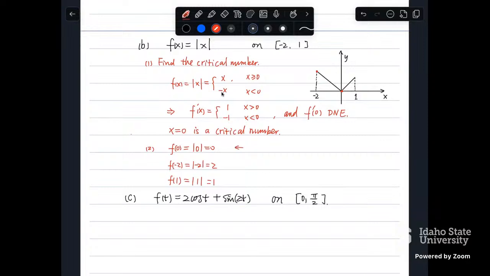So this is the minimum, and this is the maximum. Does this make sense? Okay, and this is exactly what we observe from the graph, right? So this is the maximum value, which is 2, and this is the minimum value, which is 0. Okay, so that's this example.